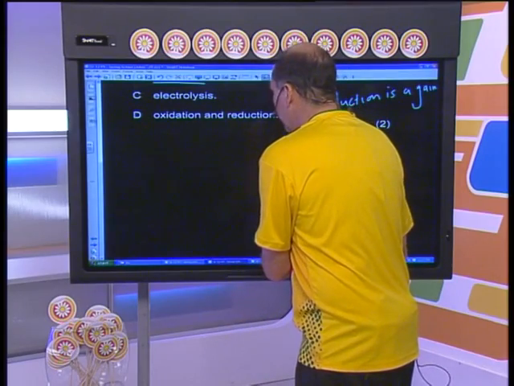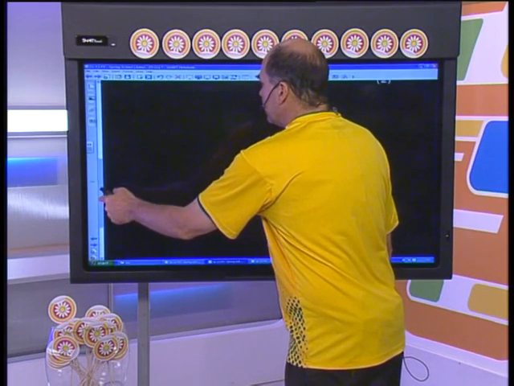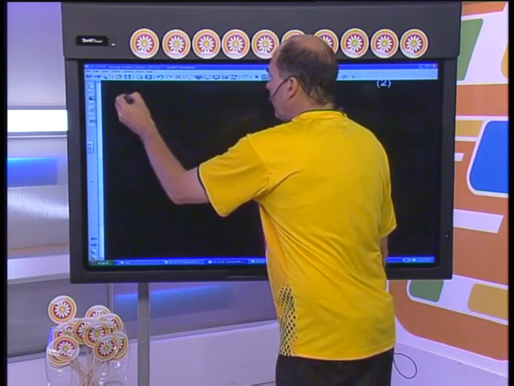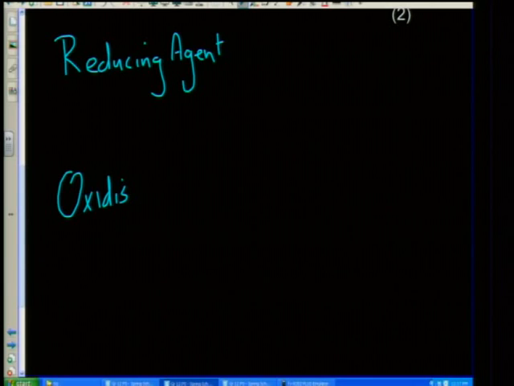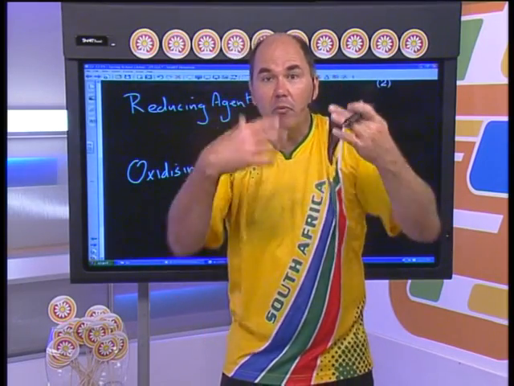We have great agents in chemistry, and I want to introduce you to the two agents that we need to know about, particularly in the section on redox. The first one is the reducing agent, and the second one is the oxidizing agent. Now, the agent is going to do something to somebody else. I'm not so worried about what happens to it, but what happens to the other thing.